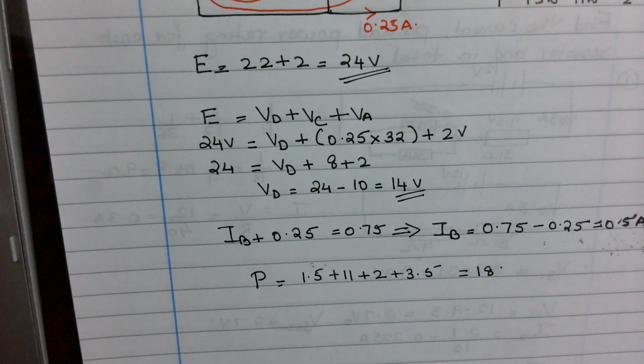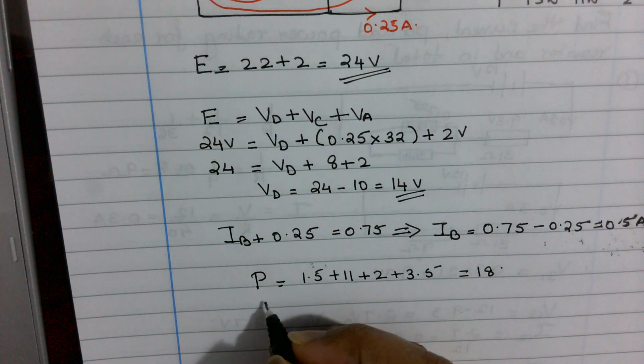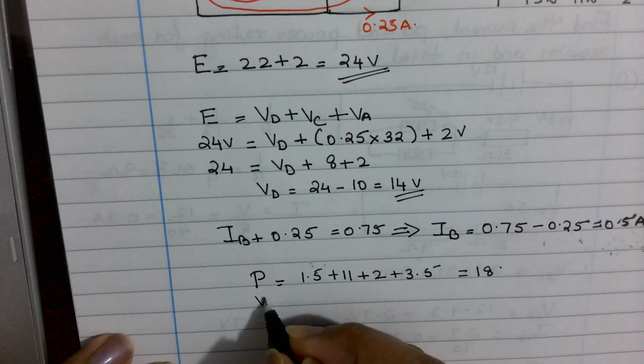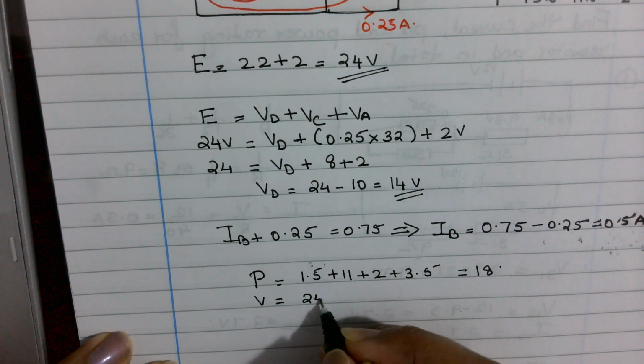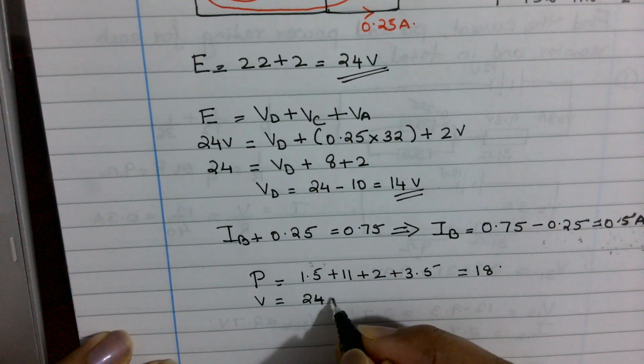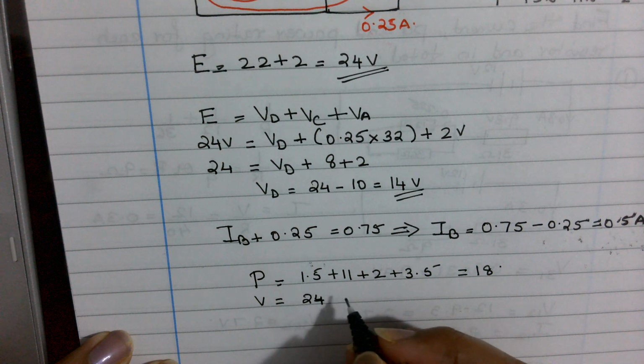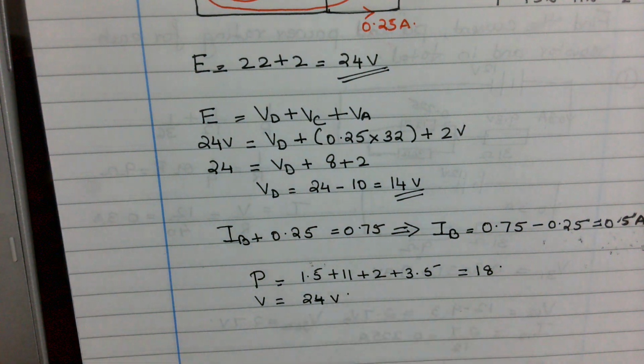The total voltage is 12. The total voltage is 24, not 12. I don't know from where I got 12. So total 24 volt. So we have the total voltage, we have the total power, we have the total current. So that's it. We have found out everything in question 2.